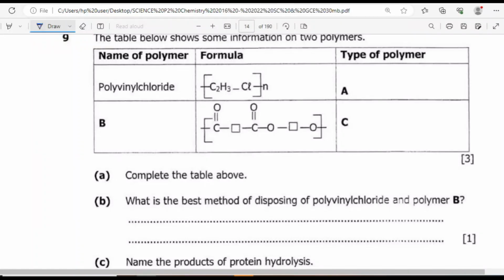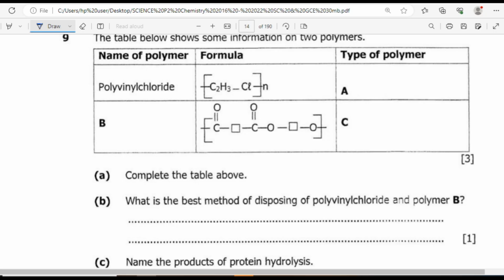Welcome friends. In this video we are going to look at science paper 2, and our focus is on random questions that involve organic chemistry. So let's look at our first question. The table below shows some information on two polymers.